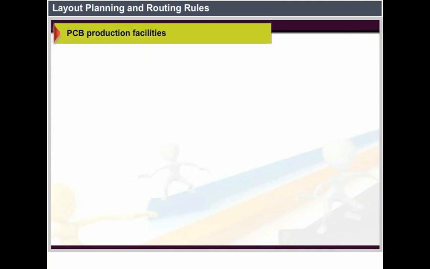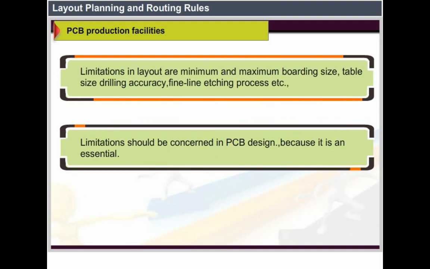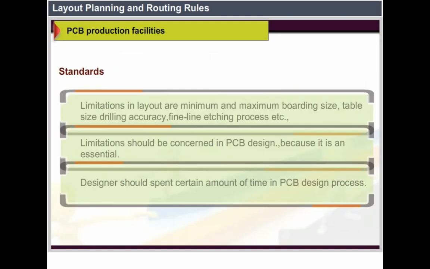PCB production facilities. Limitations in layout are minimum and maximum board size, table size, drilling accuracy, fine line etching process, etc. Limitations should be considered in PCB design because it is essential. Designer should spend a certain amount of time on this in the PCB design process.